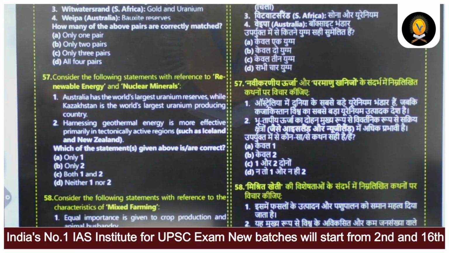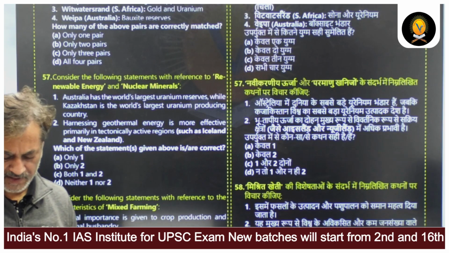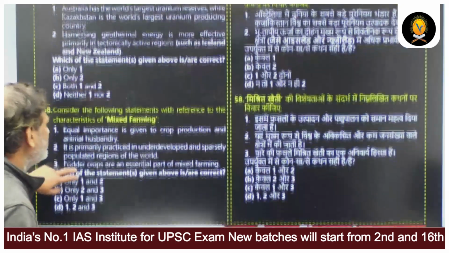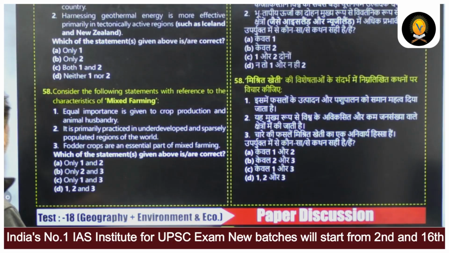Consider the following statements with reference to renewable energy and nuclear minerals. Australia has the world's largest uranium reserve, while Kazakhstan is the world's largest uranium producing country, yes. 57, the first is correct, and harnessing geothermal energy is more effective primarily in tectonically active regions, yes. Iceland, New Zealand. In India, there is Puga Valley, Manikaran.